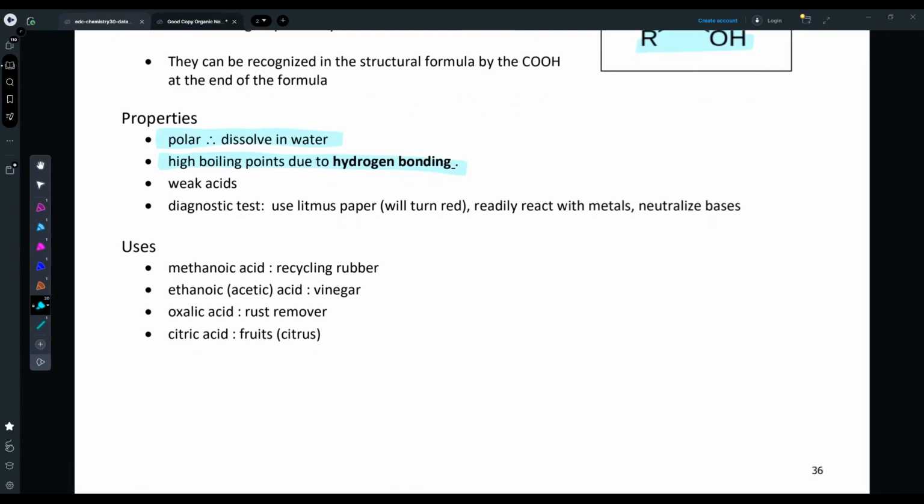You're going to find carboxylic acids in a variety of different places. For example, methanoic acid is used to help recycle rubber. Ethanoic or acetic acid, you're going to find that in vinegar. Vinegar is usually a very low percent of acetic acid, like 5%. Oxalic acid is used as a rust remover, and citric acid, you'll find that in fruits. It's what gives fruits their sour taste, and it can also be used in candies to give the candy a sour taste as well.